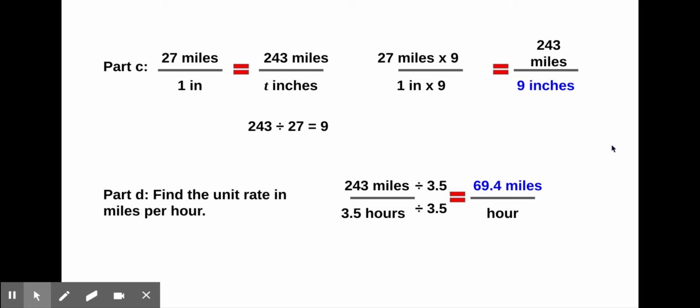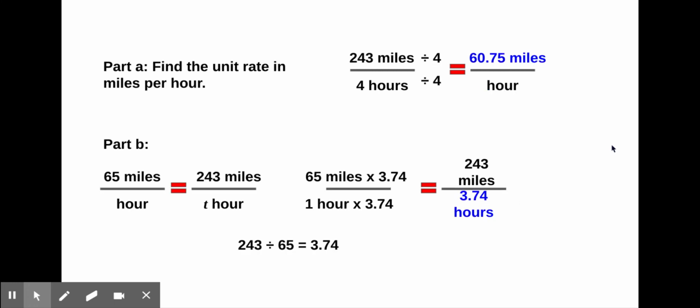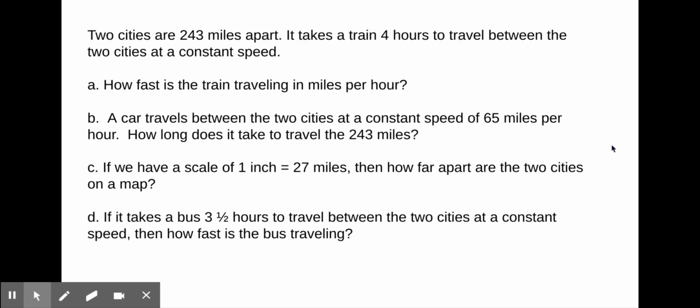Lastly, find the unit rate in miles per hour. Let's say, okay, it takes a bus 3.5 hours. So let's talk about this. We know that 4 hours was a speed of 60.75 miles per hour. We know 65 miles per hour took about 3 and 3/4 hours. Now we're talking 3.5 hours. So ultimately, you should be seeing that the speed is going to be faster than 65, just based off the other numbers here.